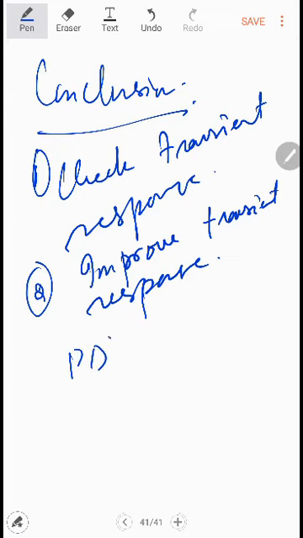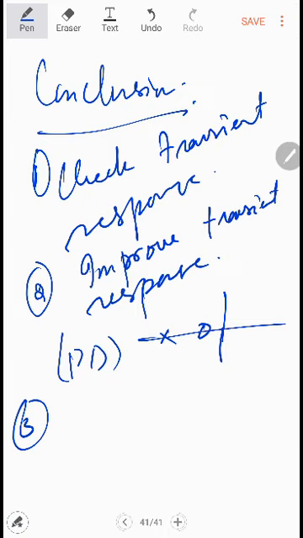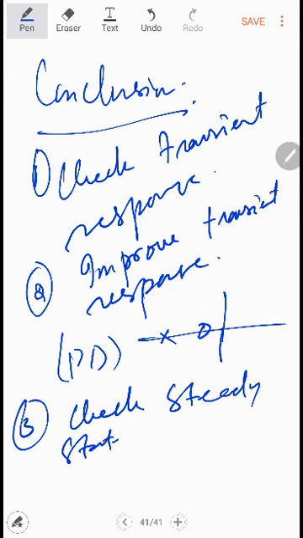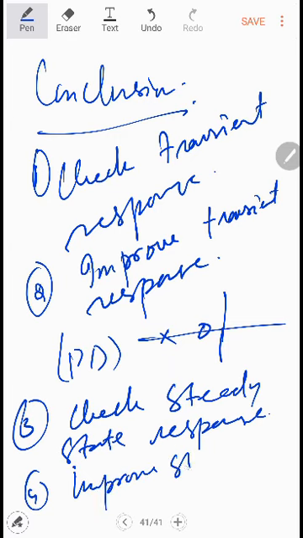By using the PD controller, or you can say the lead compensator. In other terms, zero and pole. So the zero will be toward the imaginary axis. Number 3, you have to check the steady state response. If everything is okay, then just stop. Otherwise, you can improve the steady state error by using the PI controller, or you can also say the lag compensator.